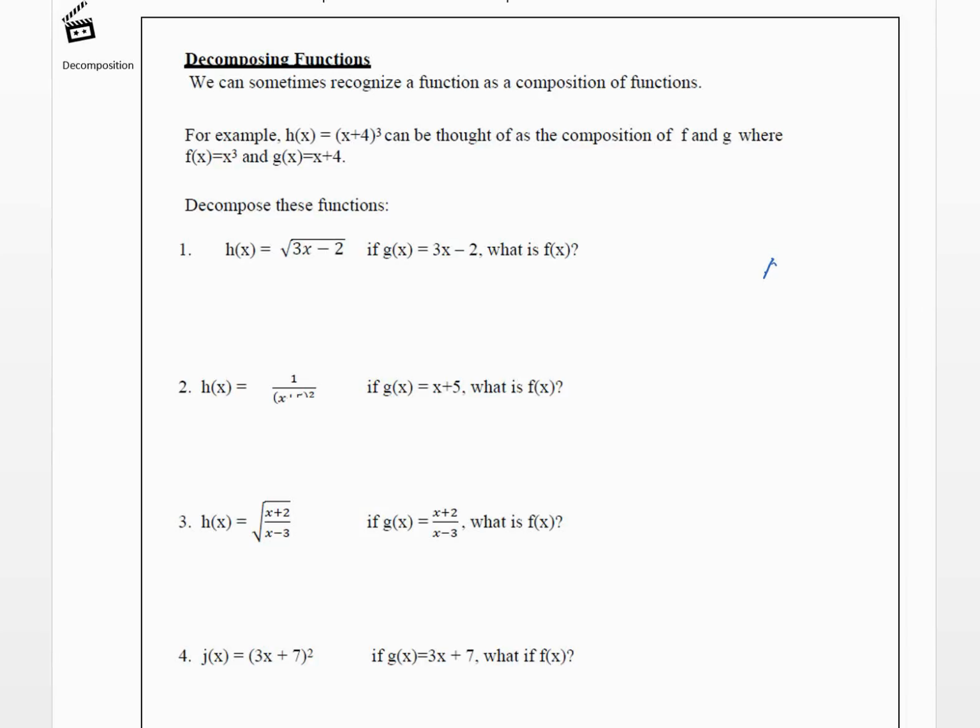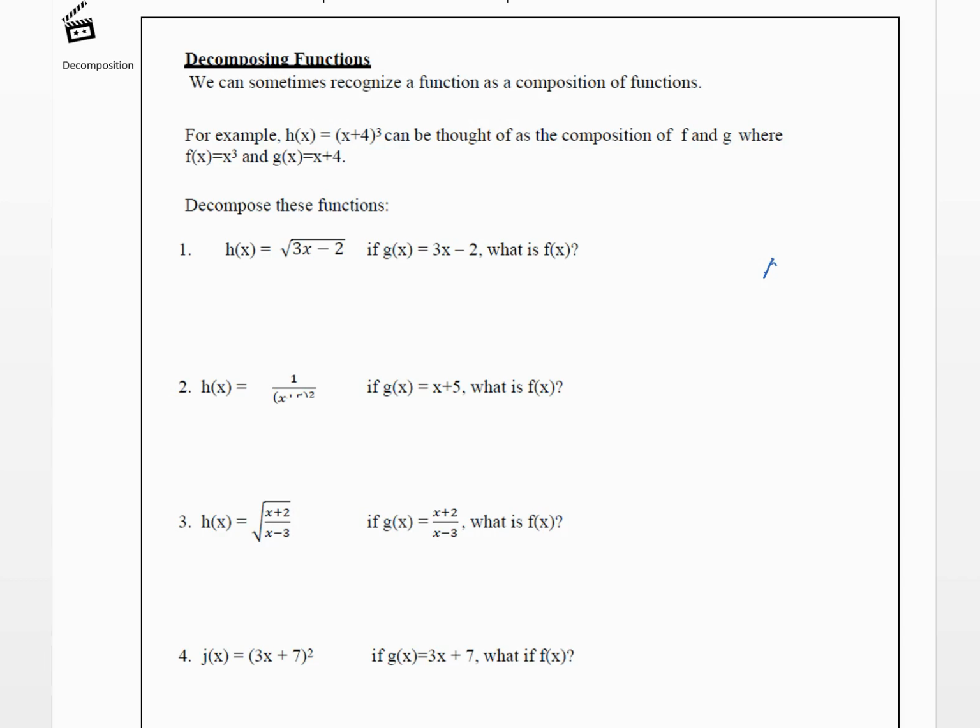Okay, we've got one last topic in this unit, and we now want to kind of go backwards from composing functions. So if we can put two functions together, and we call them composing them, we now want to take one function and split it into two functions, and we call this decomposition, okay? We're decomposing functions.